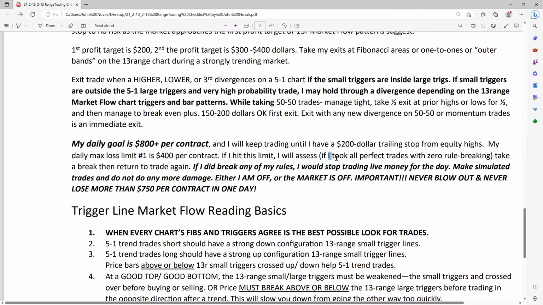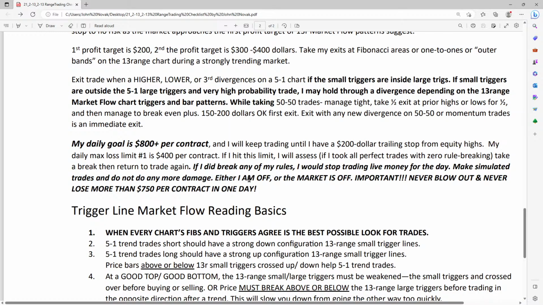If you take perfect trades and you're not breaking your rules, go walk around the block and then come back and keep taking perfect trades. Because if you take perfect trades that don't break rules, just because you lost $300 or $400 doesn't really change the odds of the next 10 perfect trades, does it? I mean, you're going to take them eventually, right? So if you took perfect trades, keep taking them. And if you get down $750 a contract, stop. Either you're off or the market's off.